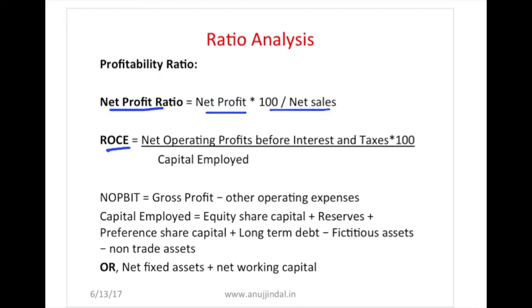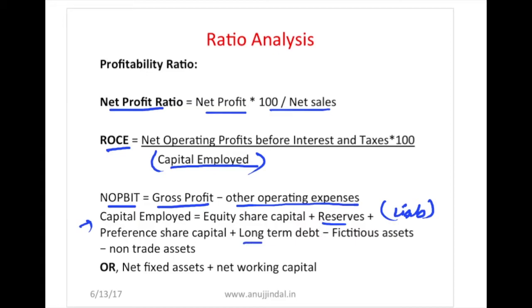Next is ROCE, return on capital employed. The formula is net operating profits before interest and taxes into 100 upon capital employed. So I had said that we'll be talking about capital employed. Here we are going to talk about capital employed. Net operating profits before interest and taxes is gross profit minus other operating expenses. And the formula for capital employed is equity share capital plus reserves. This is if we are considering the liability side of the balance sheet. So equity share capital plus reserves plus preference share capital plus long-term debt minus fictitious assets minus non-trade assets. So this is considering the liability side.